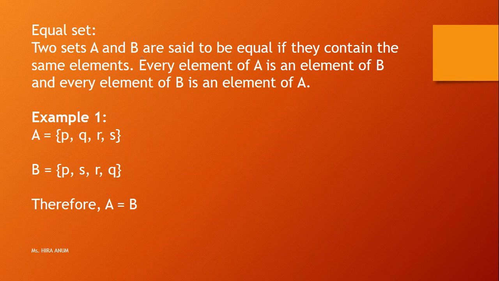Equal set. In equal sets, the members will be the same. You have A equals P, Q, R, S. B equals P, S, R, Q. The order is changed, but the values will be the same. You can see here P, P, Q, Q, R, R, S, S. Then it becomes equal. A equals B. And you can also say A is equivalent to B because A has 4 members and B also has 4 members.